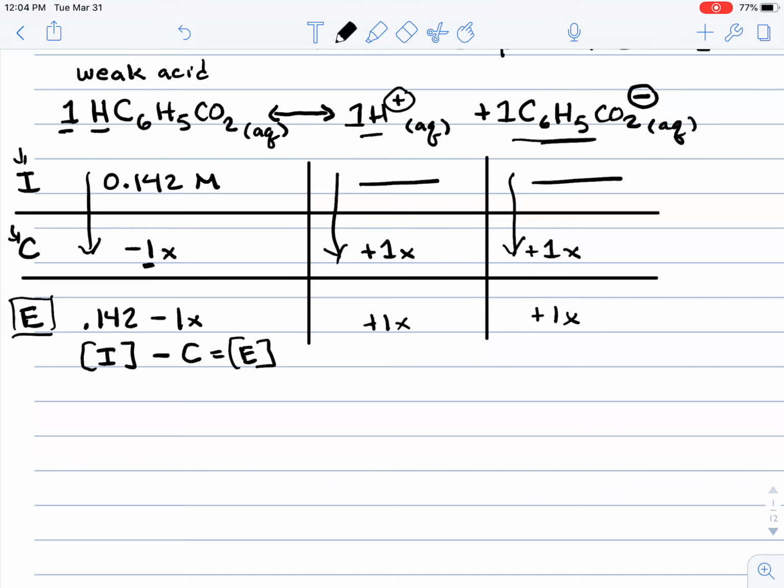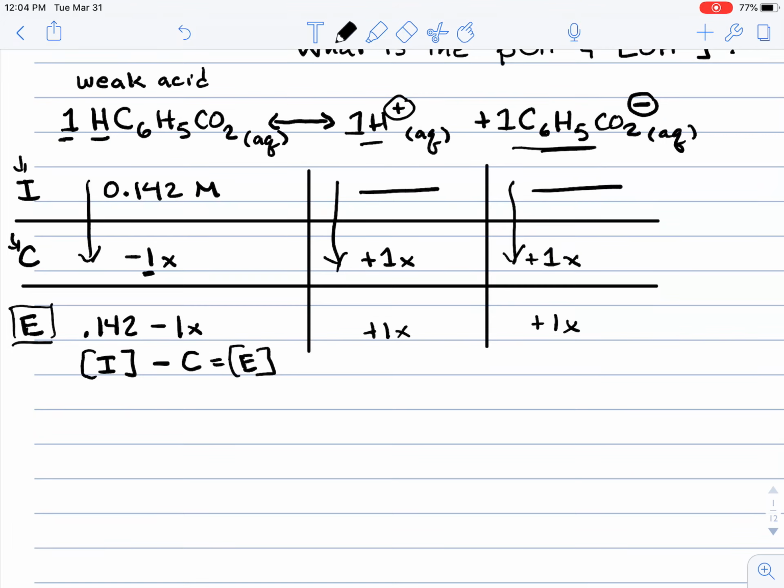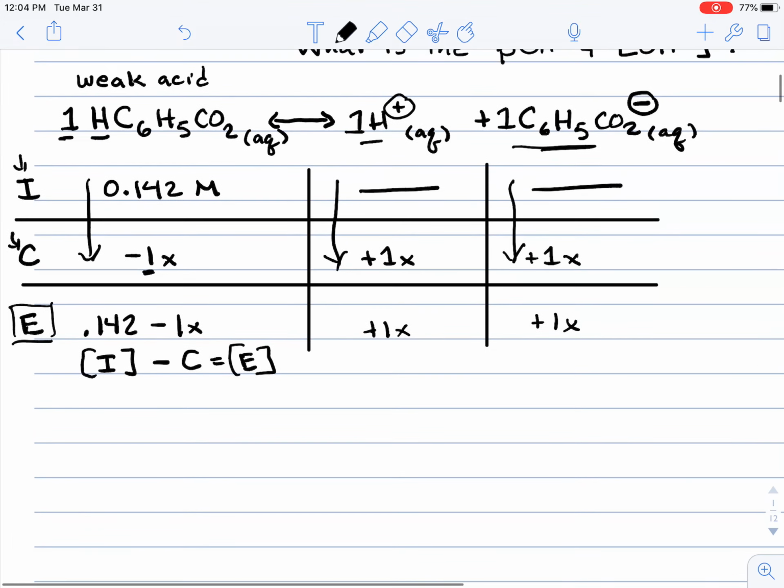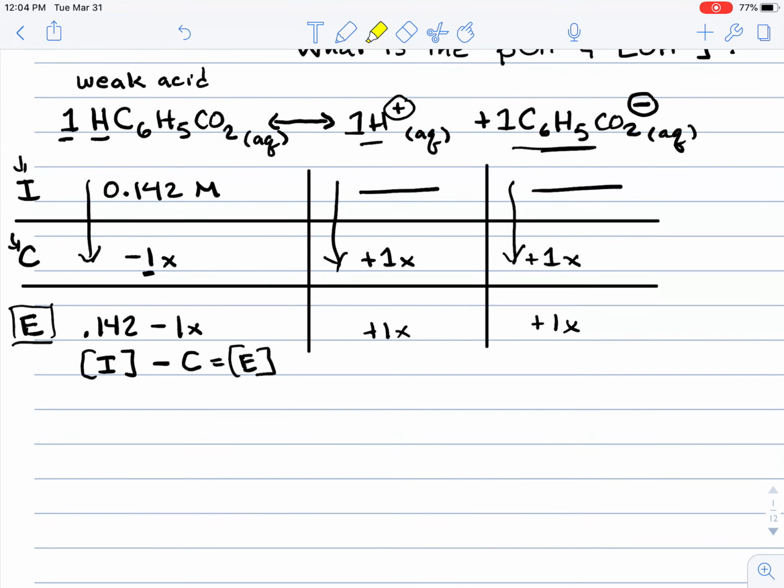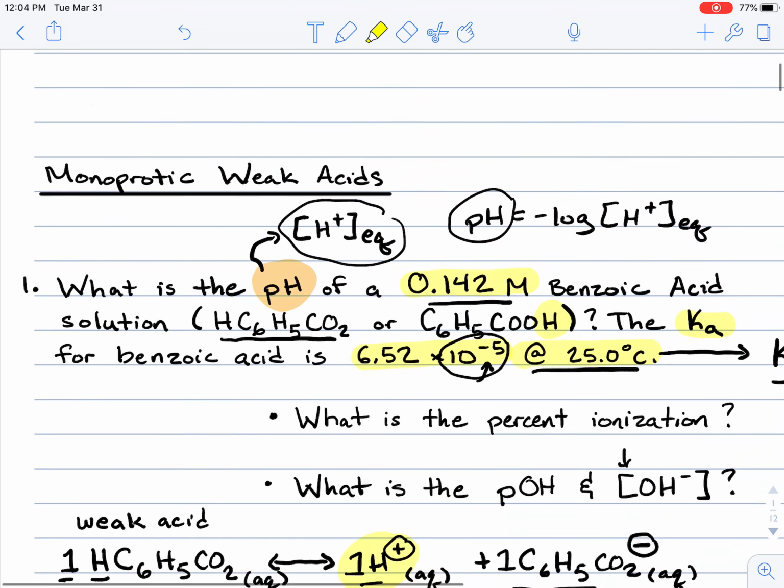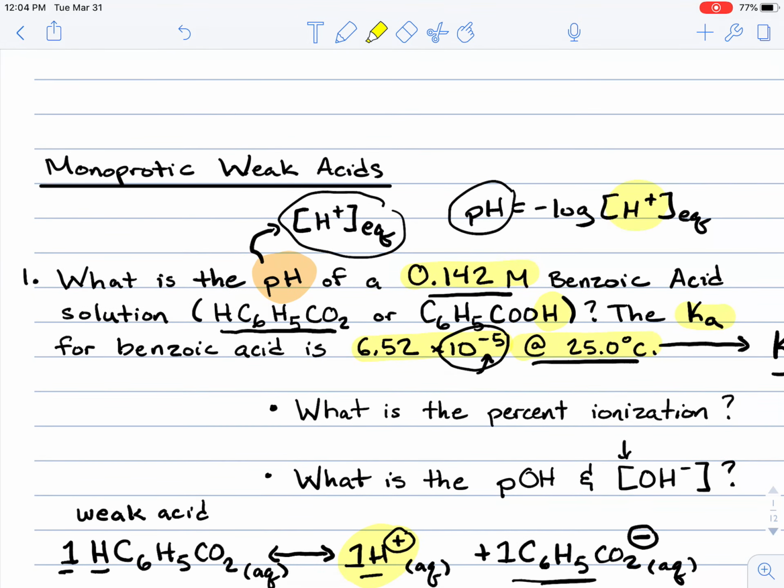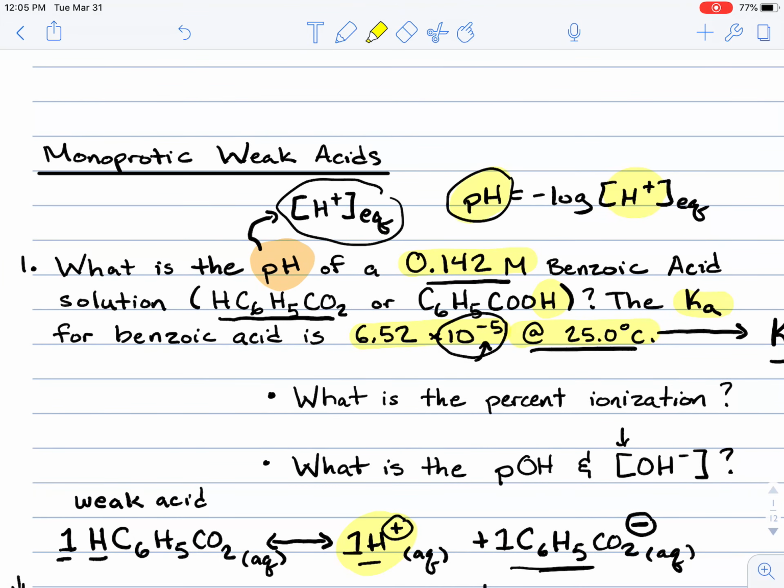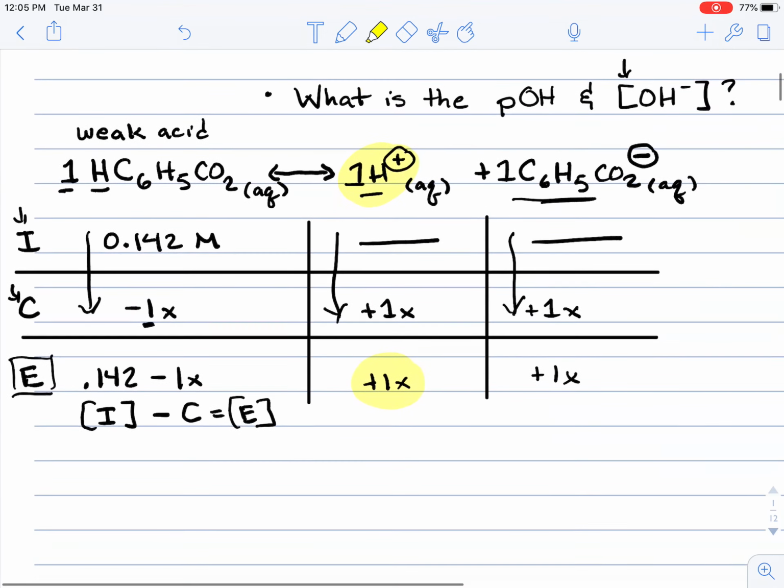Okay. And so now that we've built our ice table, we can see that if we can figure out what this x is for the hydrogen ion, we can go ahead and plug that into this space, if you will, to figure out the pH of the solution. And so our goal is to figure out what the value of this x is.